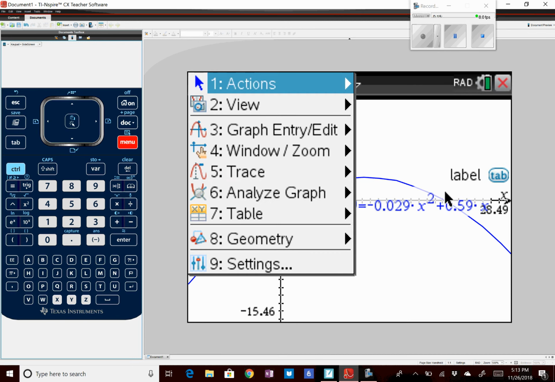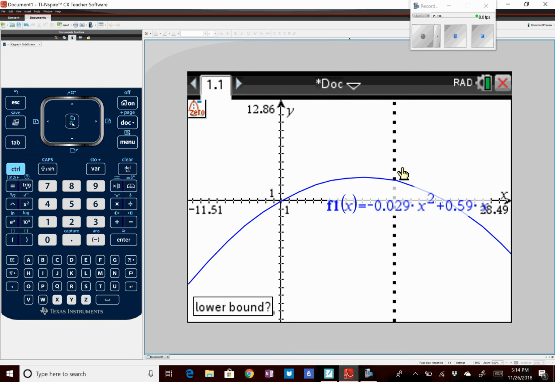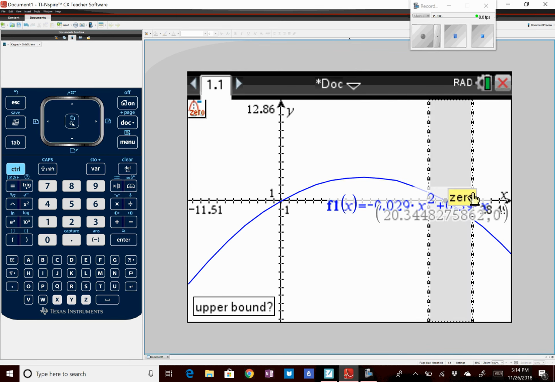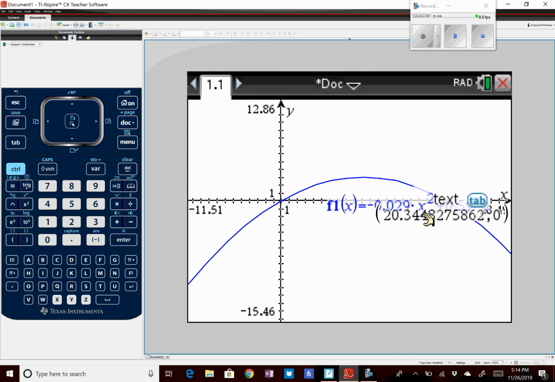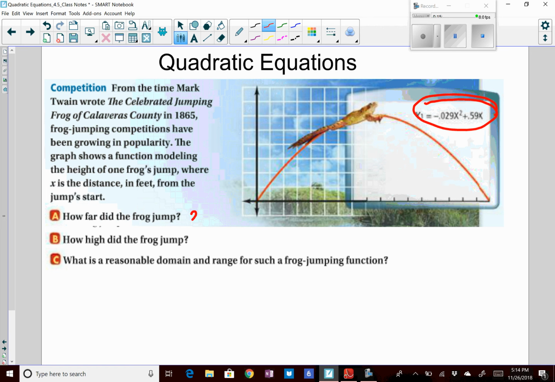So let's see what we have. We're going to go to Menu, Analyze Graph, Zero. So we have a lower boundary and an upper boundary. All right, so it says that the frog jumped 20.3 feet. So let's go back here and we'll just jot that down, 20.3 feet.